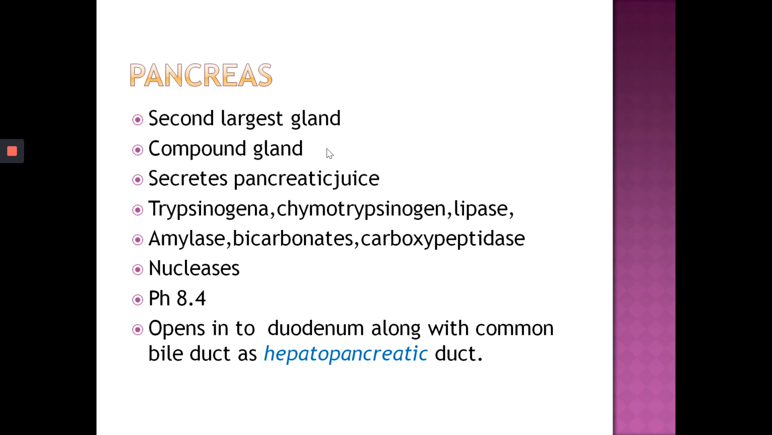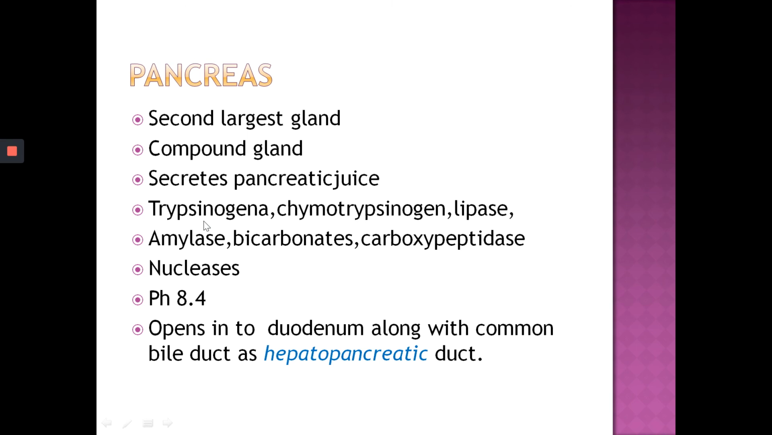So a question may be asked like this: name the mixed gland which secretes pancreatic juice. The gland is the pancreas, and the juice which is secreted by the pancreas is known as pancreatic juice. The islets of Langerhans, the endocrine part of the pancreas, secrete hormones. We will study about the endocrine system of the human being later.